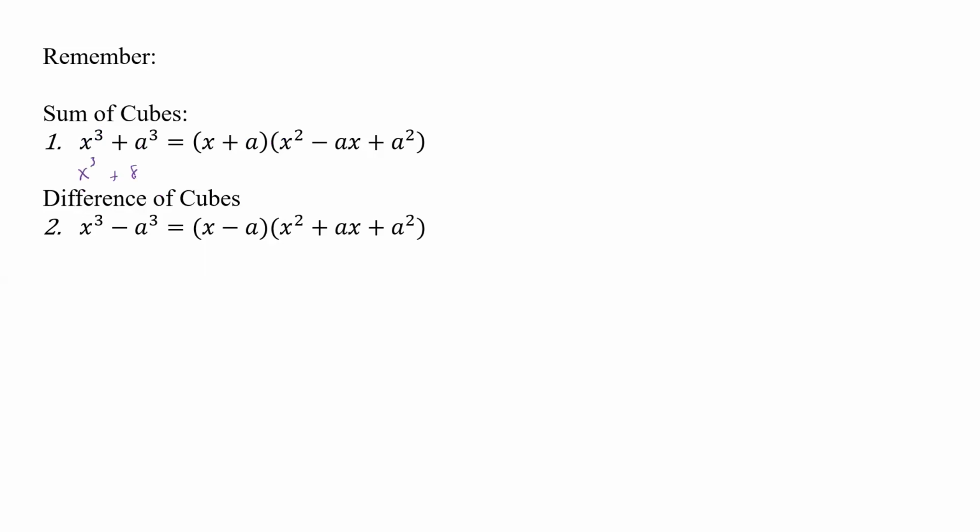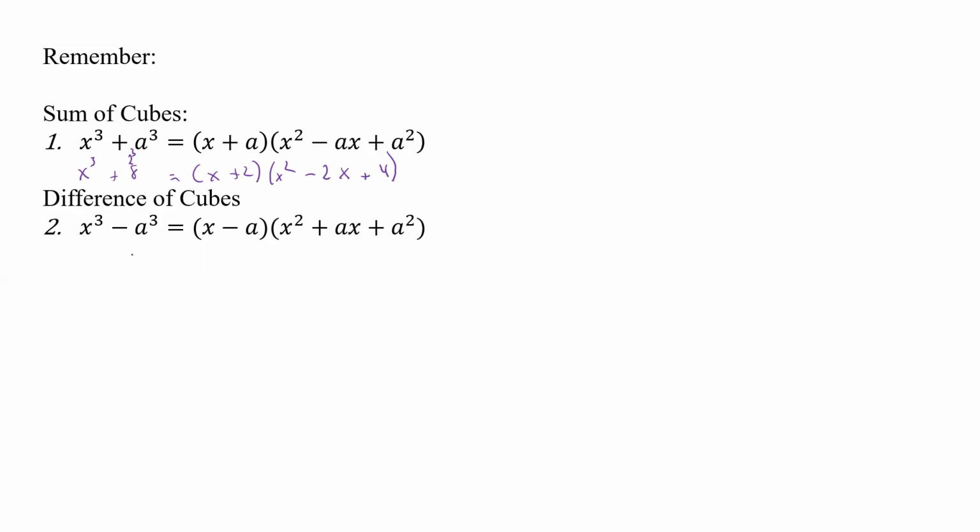Well, remember 8 is 2 times 2 times 2, so that's 2 cubed. And so this is going to be x plus 2, x squared, and then minus 2x plus 2 times 2 is 4. And so that's kind of what that would look like.